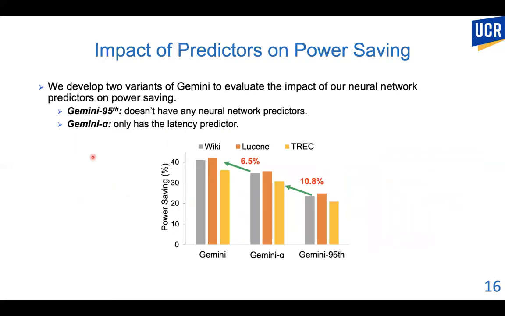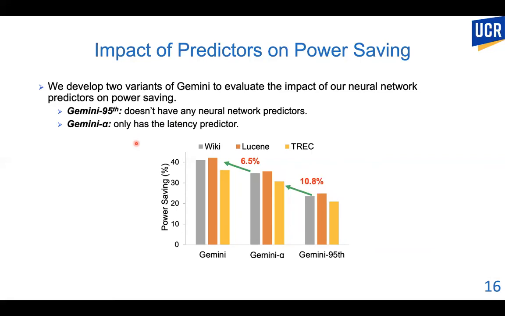The next experiment investigates the impact of our neural network predictors on the CPU power saving. In this experiment, we developed 2 variants of Gemini, the Gemini 95 and the Gemini Alpha. In Gemini 95, we don't have any neural network predictors. For the service time prediction, we use the 95th percentile tail of a distribution. On the other hand, Gemini Alpha only has the latency predictor, but uses the average prediction error in the past for calculating the frequency boosting time.